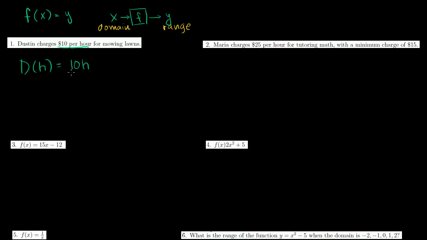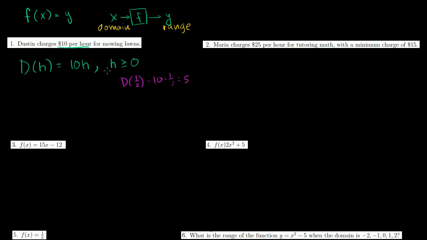And of course, he can't work negative hours. So we could write h is going to be greater than or equal to 0. That's our function definition. If you say, hey, how much is he going to charge for working half an hour? You put 1/2 in here, which essentially substitutes this h with the 1/2. You do 10 times 1/2. Let me write that down on the side here. Dustin's going to charge for 1/2 hour. Wherever you see the h, replace it with 1/2, so 10 times 1/2, which is equal to $5. That's our function definition. I was just showing you an example of applying it.